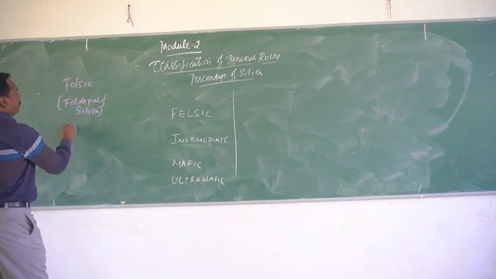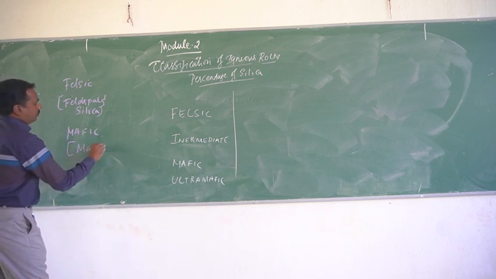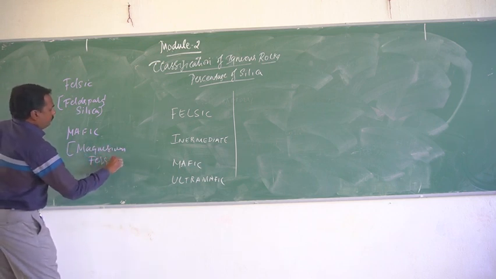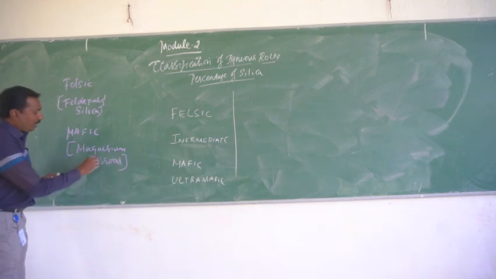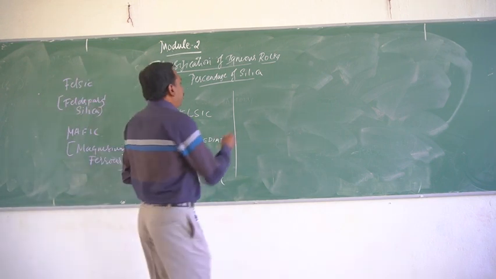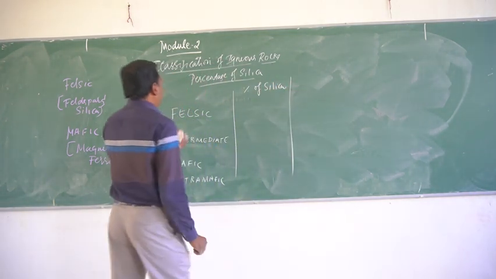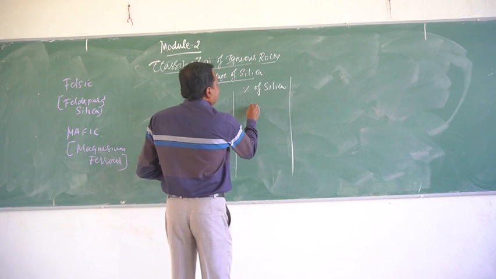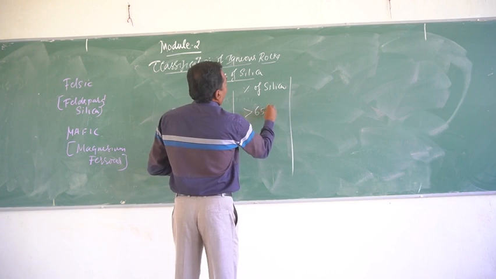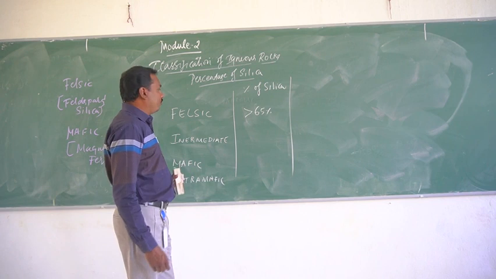Then what do you mean by mafic? Mafic means magnesium and ferrous, that is iron. In this table I am going to write the percentage of silica in felsic. The percentage of silica in felsic is greater than 65%.